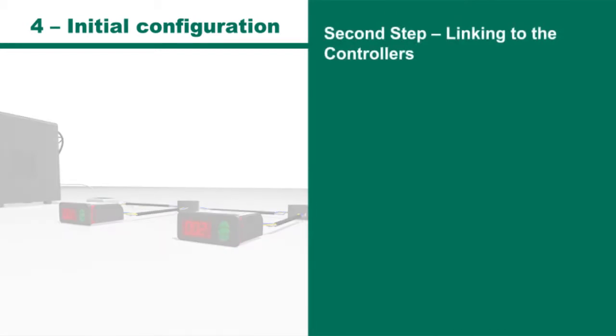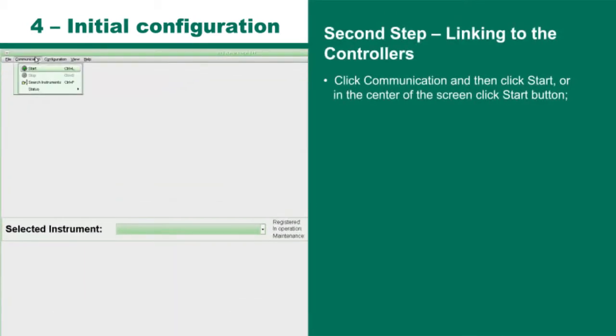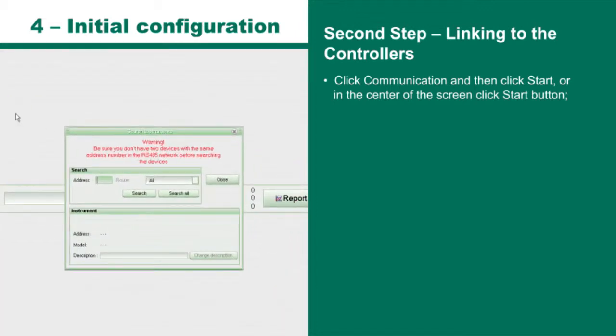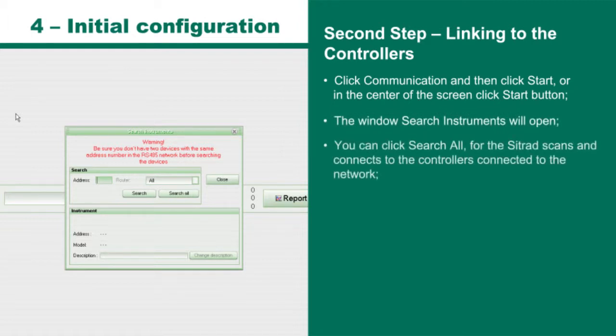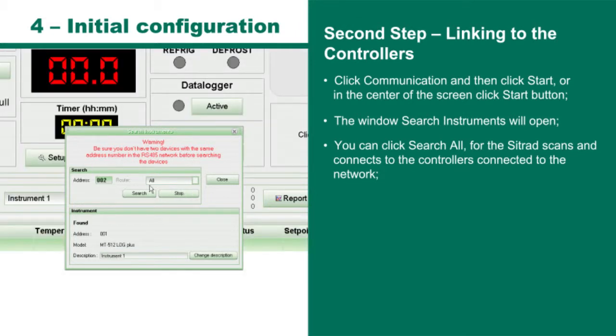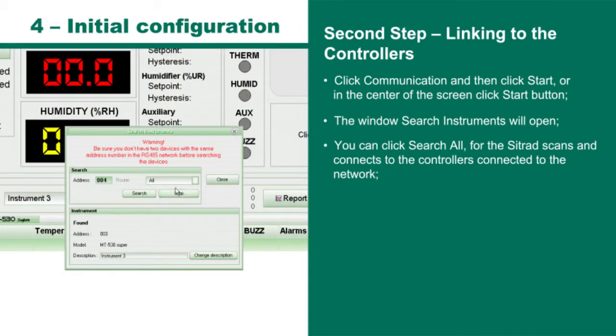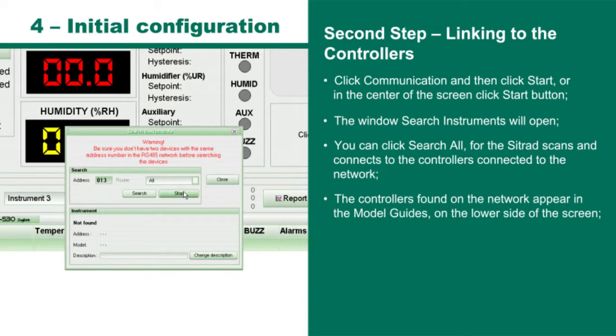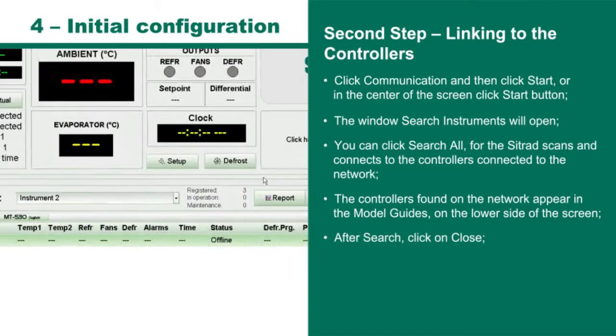Linking the controllers. Click Communication and then click Start, or in the center of the screen, click on the Start button. The search instruments window will open. You can click Search All so that Sitrad scans and connects to the controllers connected to the network. The controllers found on the network appear in the model tabs at the bottom of the screen. After the search, click on Close.